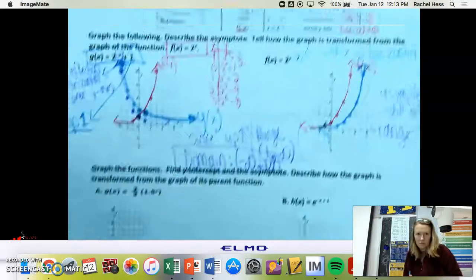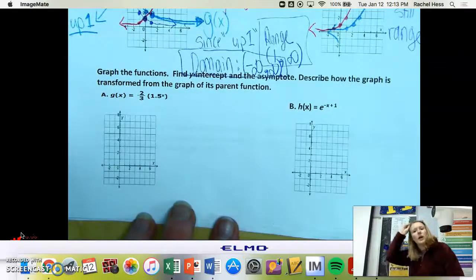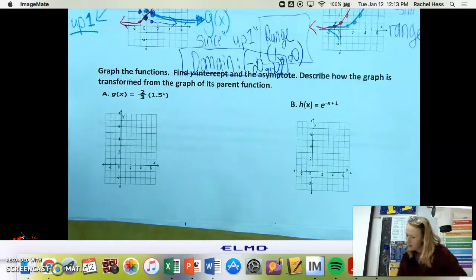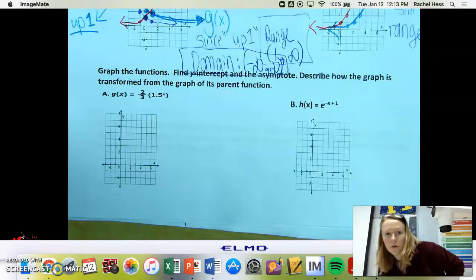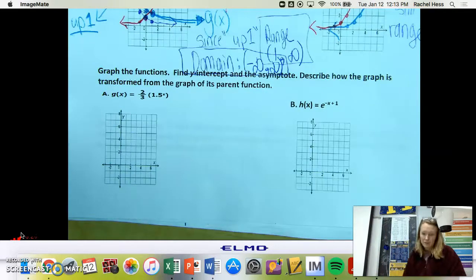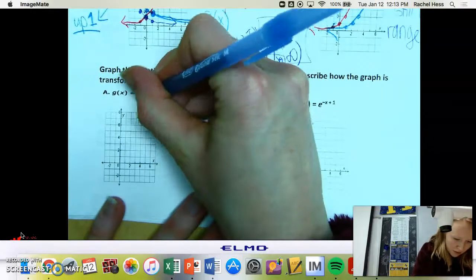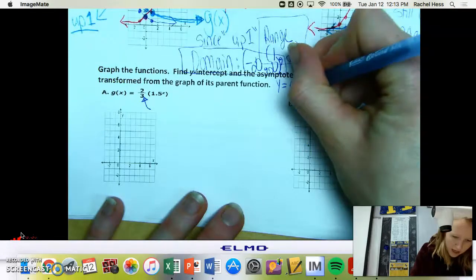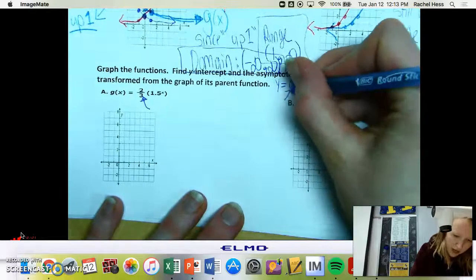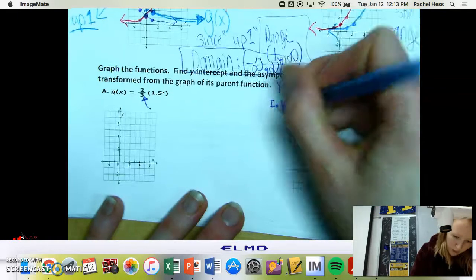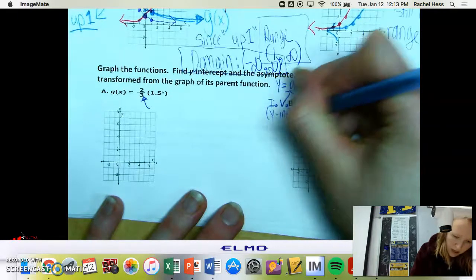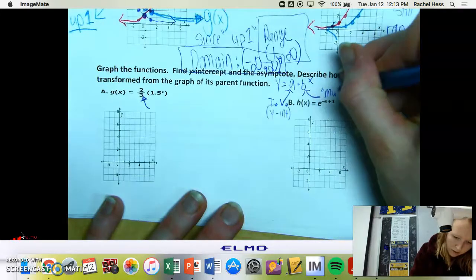Let's see here. We're going to be graphing the following functions, and we're going to find the y-intercept and the asymptote and describe how the graph is transformed from the graph of its parent function. Whoa, that's a lot of information, right? So, if we're taking a look at these equations, the very first thing I want to remind you of is, remember this number out front. Whenever we have y equals a times b to the x power, a is our initial value, which means it's our y-intercept. And then this b is what we call the multiplier.